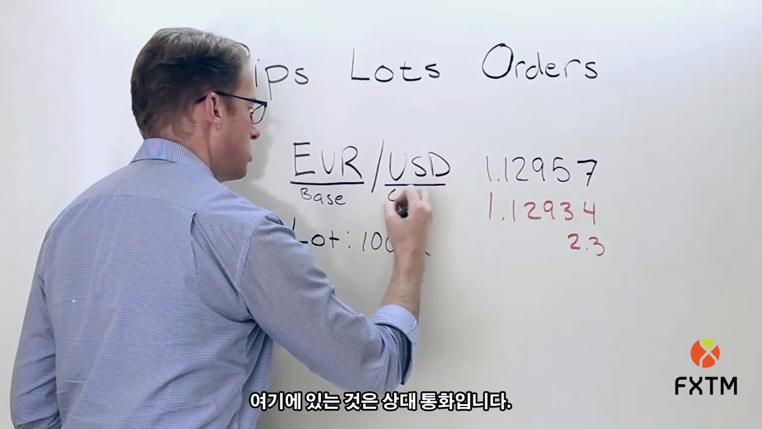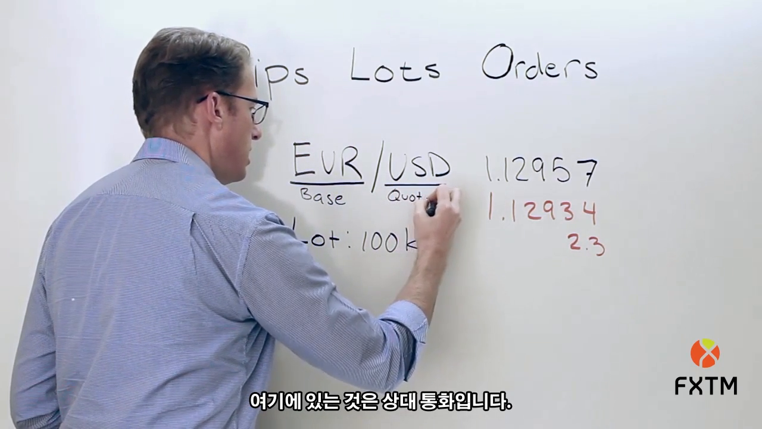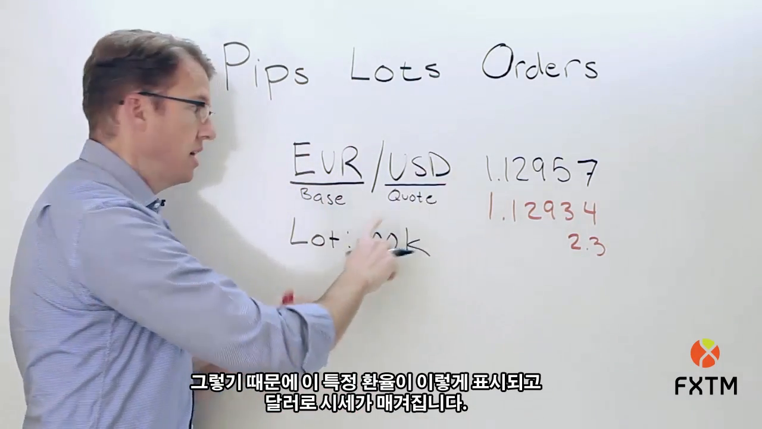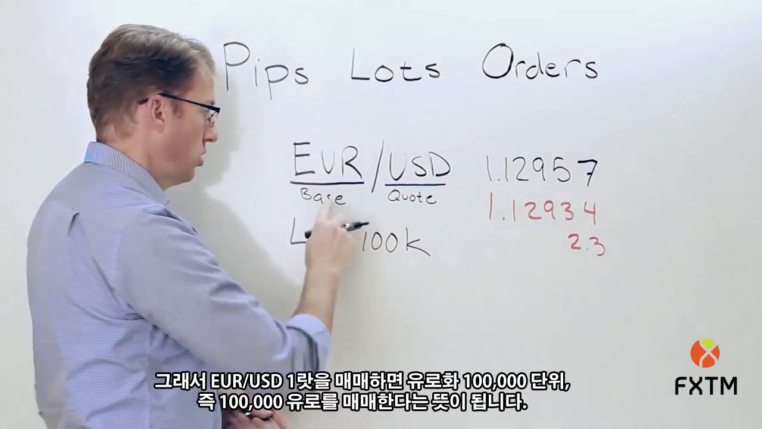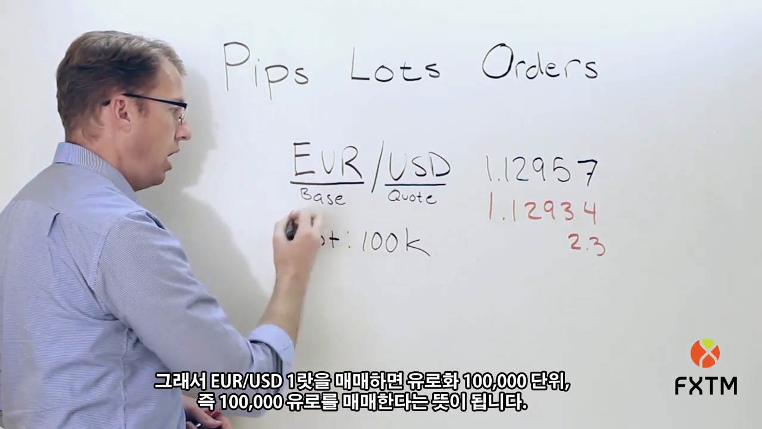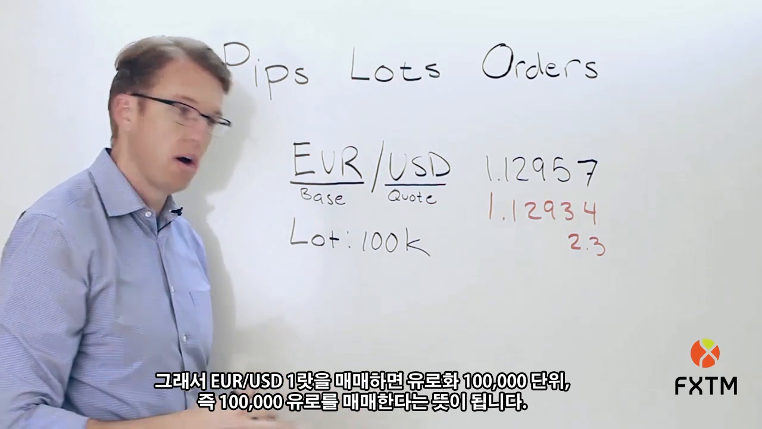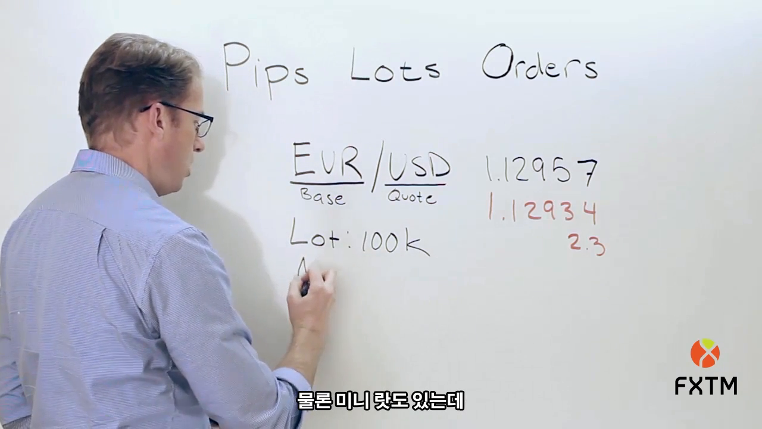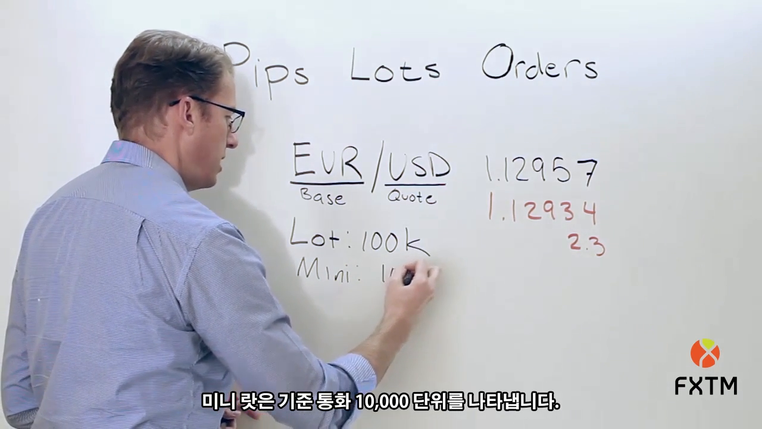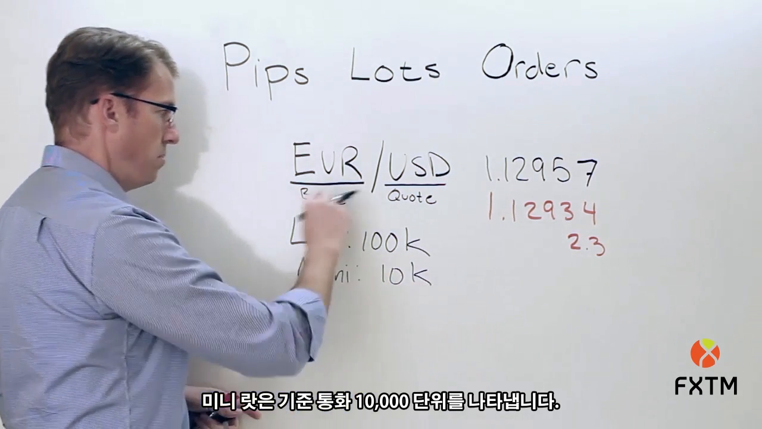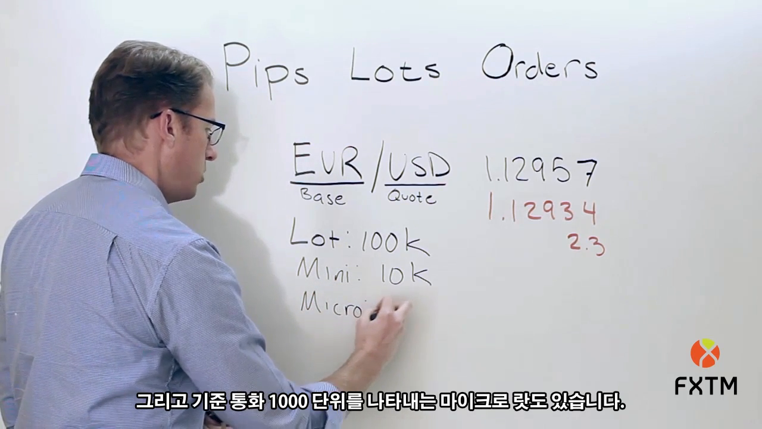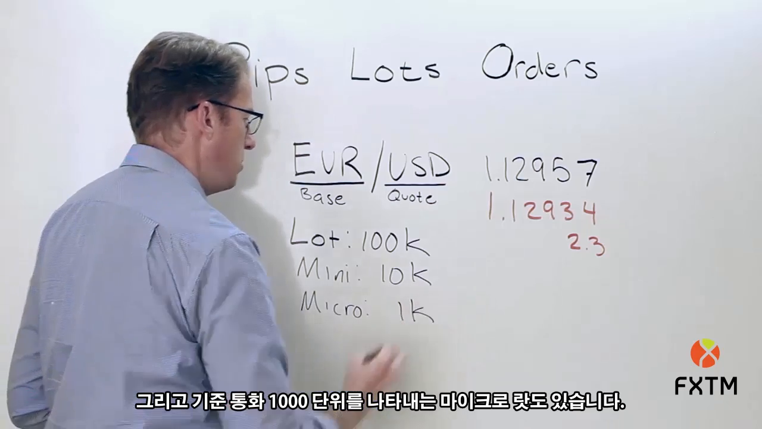Over here, this is the quote currency in the exchange rate. In fact, that's why this particular exchange rate, when it's listed like this, is going to be quoted in dollars. So if we were trading a lot of the euro-USD, then that means you're trading 100,000 euro. Now there are, of course, also mini lots, and those represent 10,000 units of the base currency. And then there are also micro lots, which represent 1,000 units of the base currency.